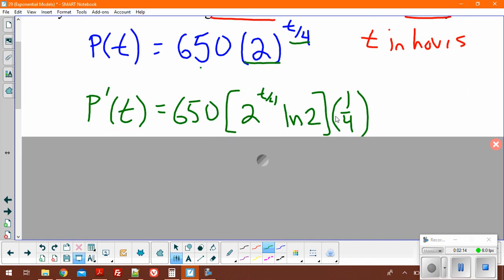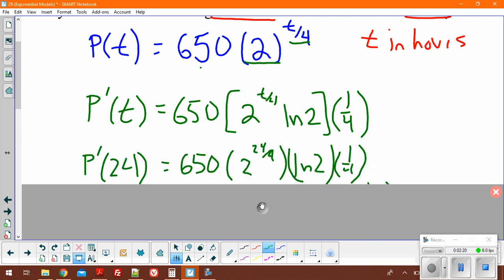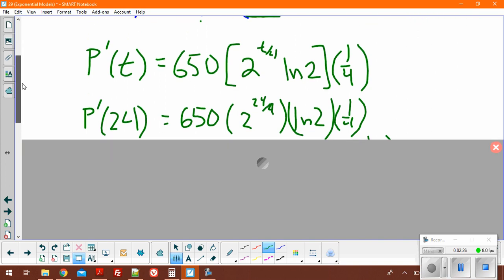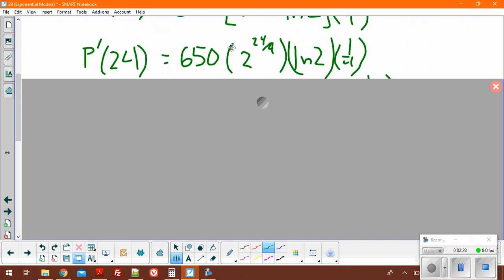Now that I have that written out, I wanted to know at the end of 1 day, so that's 24 hours. So I'm really just evaluating what's P of 24. So I plugged in 24 for t here. One thing I like to do with these is to tidy up the exponent, because if you try to run this through your calculator in one line, that's often where a little mistake will happen. So 24 divided by 4 is 6.